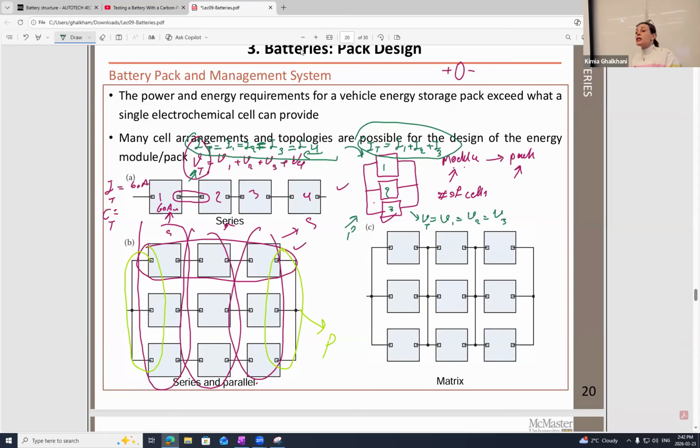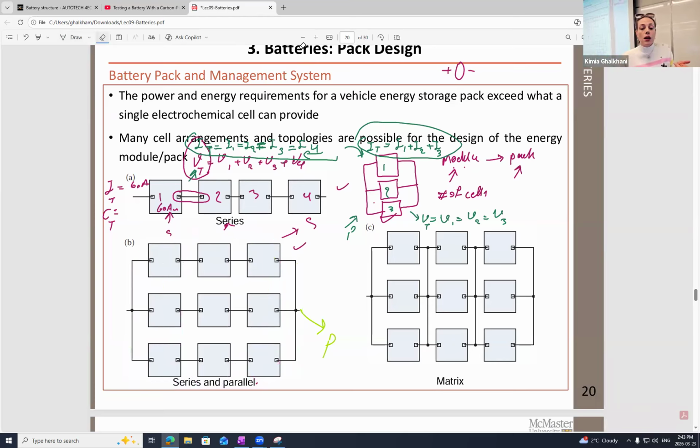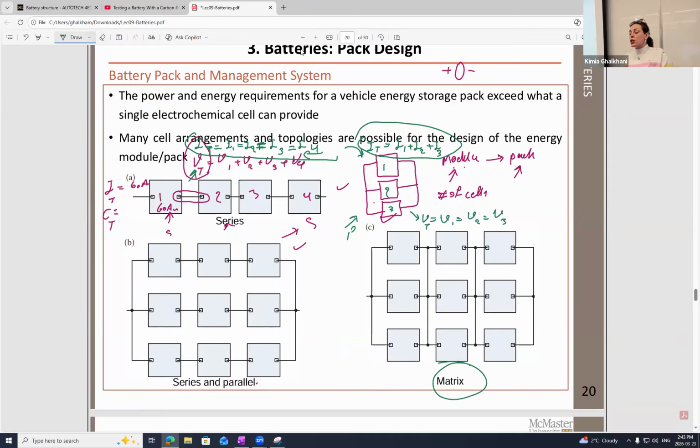But most of the time, we need to increase both of them. In case we need to increase both and avoid having too many modules, and under each module, too many cells, the best practice is combining them either as series and parallel connection, like what I'm having in here. I'm going to clean up the picture. Or as another type of connection, which we call matrix. Matrix is the best practice for electric vehicle application.